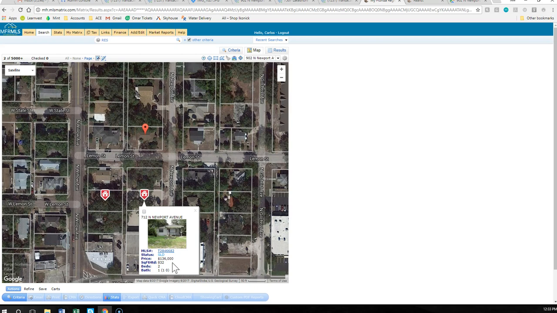So that's what hard money is. It's quick, but the points and the interest are a lot higher than normal.